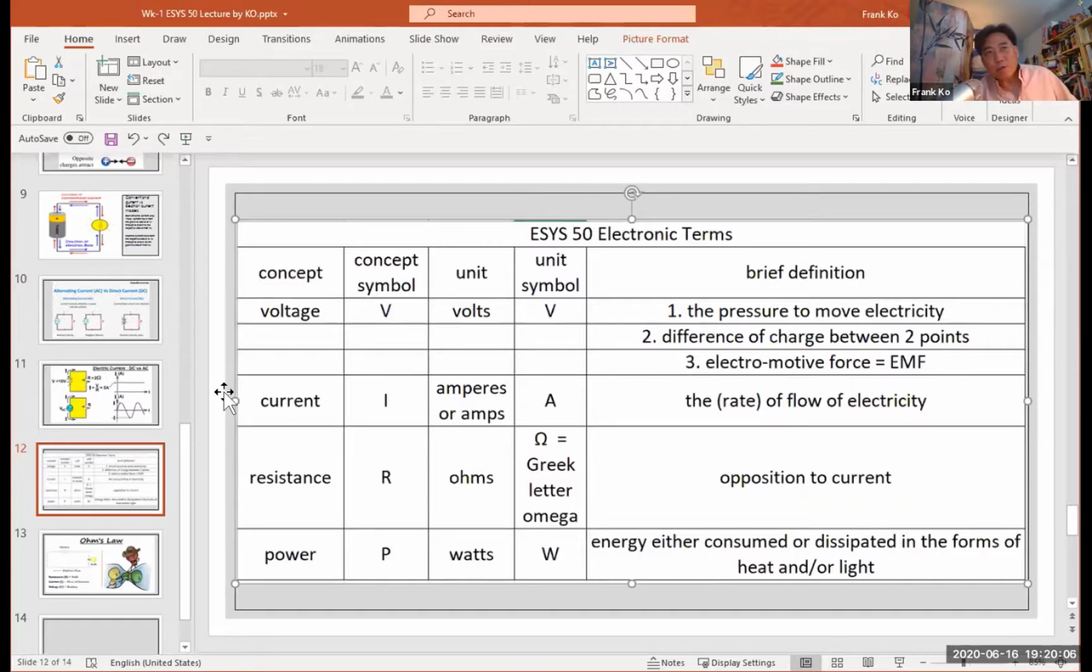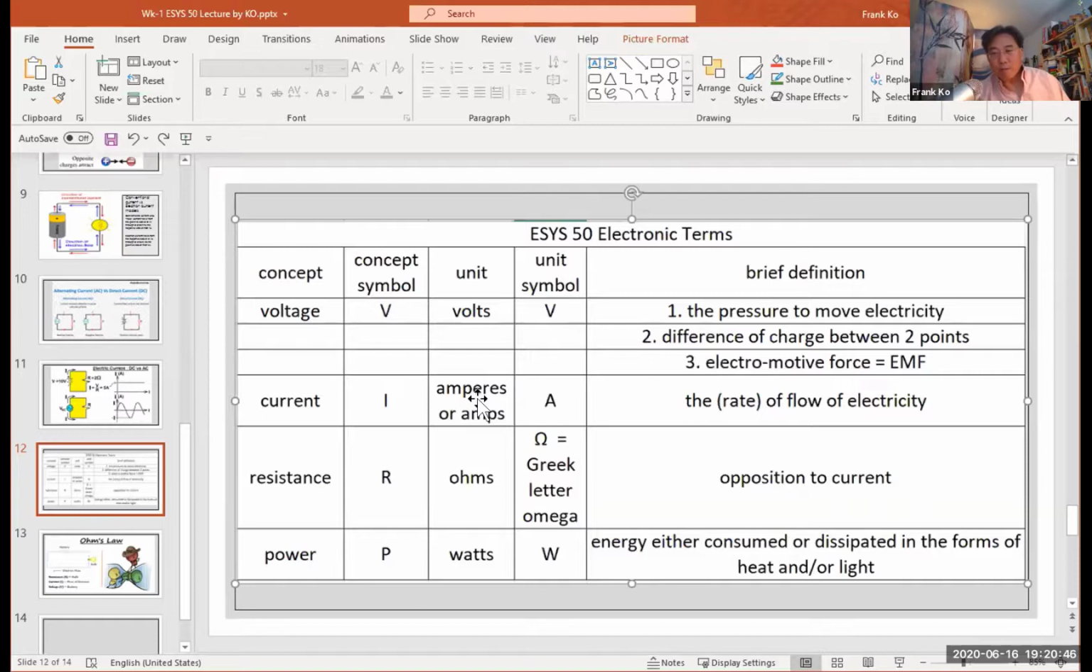The next electronic term that we need to introduce is called current. And when we talk about current, as I said earlier, a number of you were thinking about water flowing in a stream. Well, what is the symbol that is used for the concept? The concept symbol is capital I. How do we measure current? What are the units? The units are amperes or amps. Everywhere throughout the world, it is amperes. And the reason why it's amperes is because it's named after André-Marie Ampère, French scientist. And everywhere in the world, it's amperes.